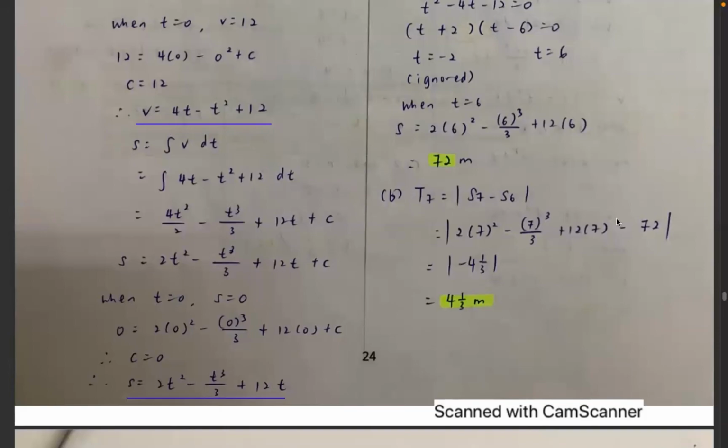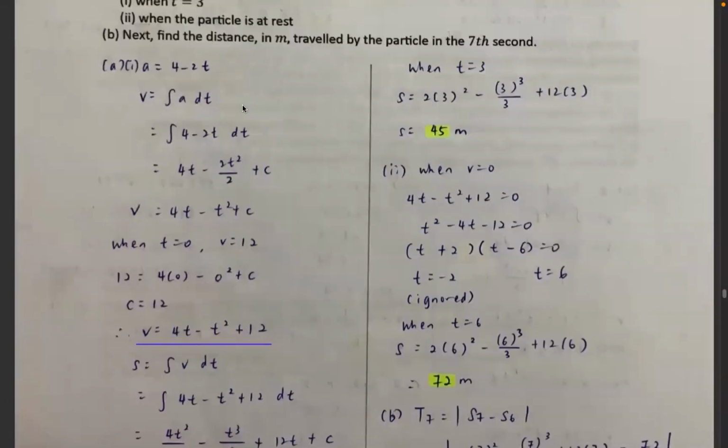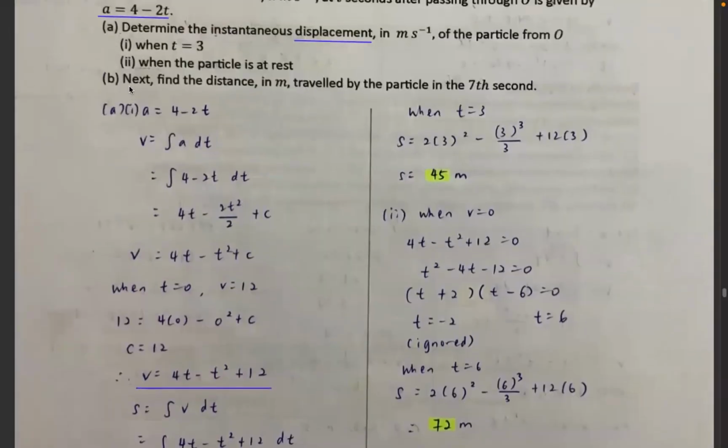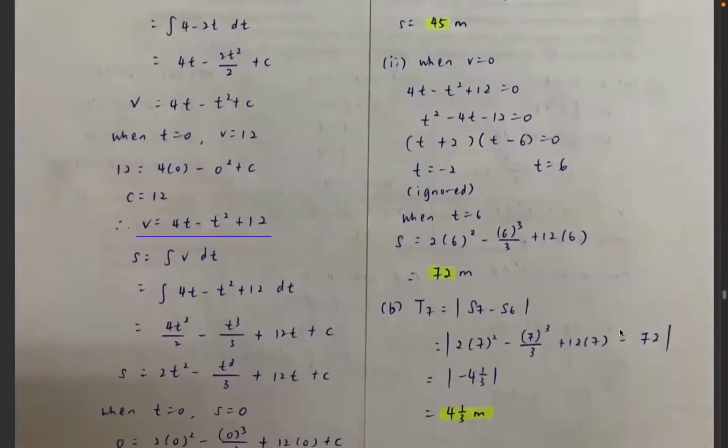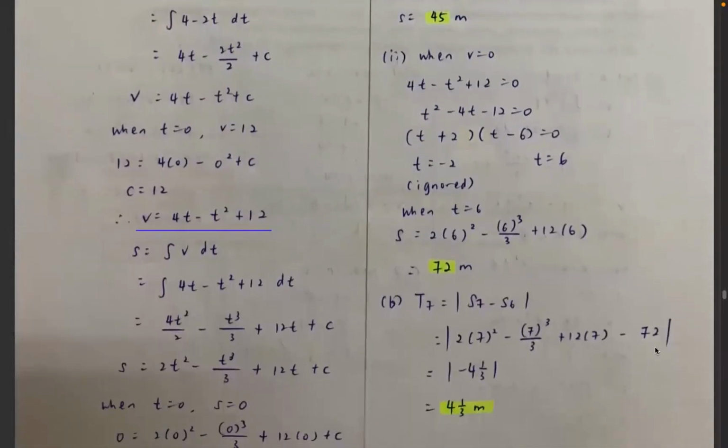Okay, minus S6. Since there is the word next, that means similar to hence. So you cannot find the answer for S6 all over again. You have to get your answer from the previous part. So S6 equals to 72. We need to minus 72 straight away. So in the end, after modulus, we have answer 4 and 1 over 3 meter.